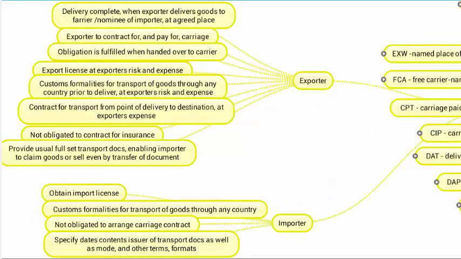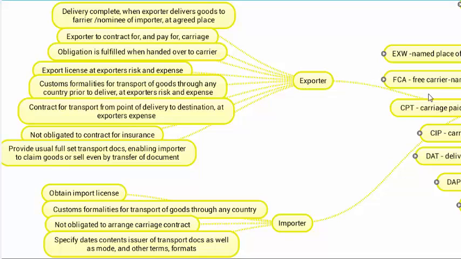Now let us turn our attention to CPT, Carriage Paid To. When we look at the exporter's responsibilities, the delivery is complete when the exporter delivers to the carrier or a nominee of the importer. The exporter is to contract for and pay for the carriage. Exporter's obligation is fulfilled when it is handed over to the carrier, not necessarily when it reaches the destination.